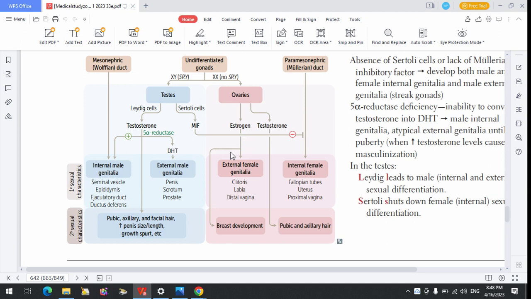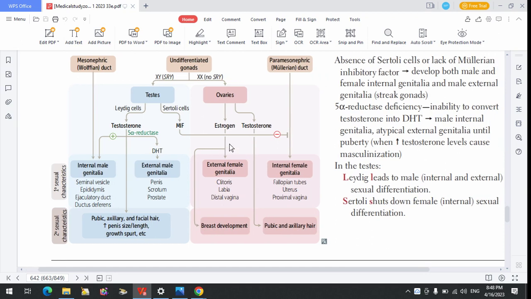The estrogen will also help to develop some of the secondary sexual characteristics, which include breast development, but the pubic hair and the axillary hair growth is still under the influence of testosterone, just like what we have in males. But breast development is estrogen. That is all. I hope I have refreshed your memory a little bit.